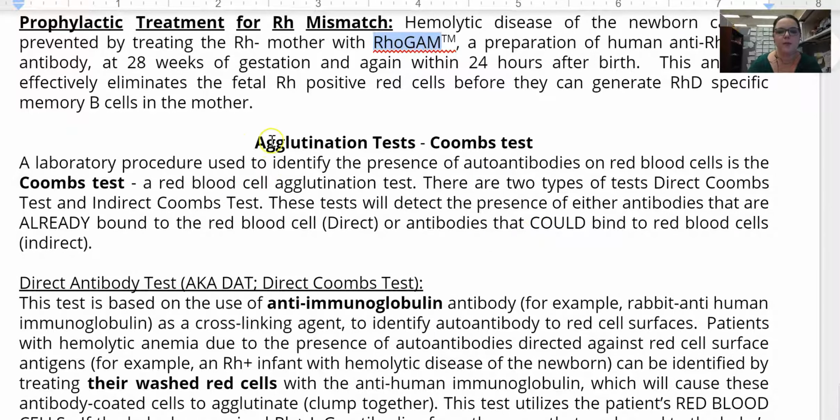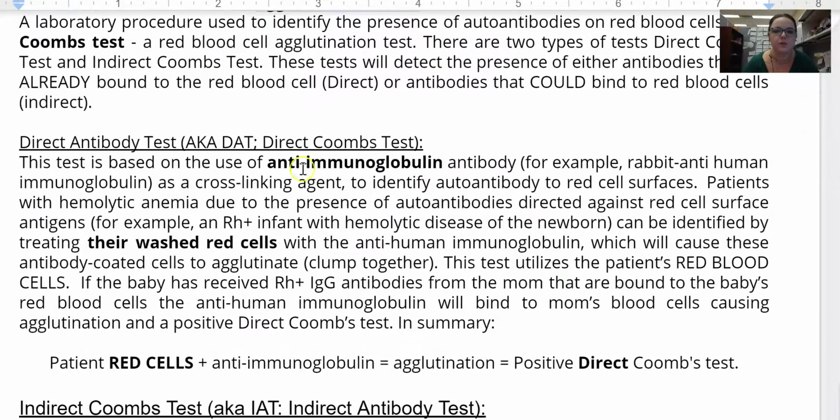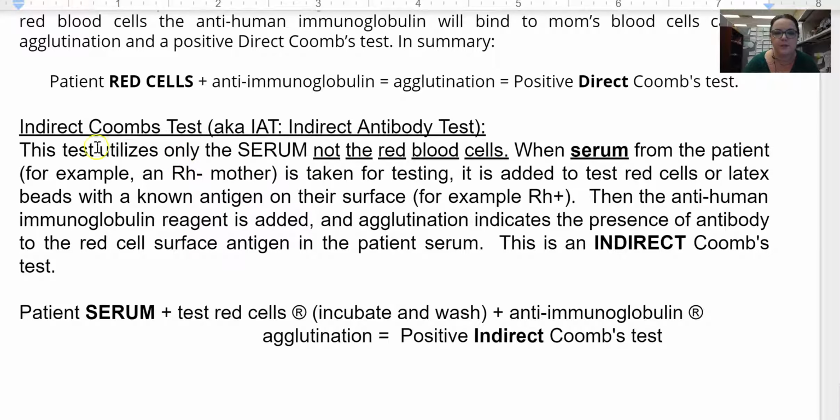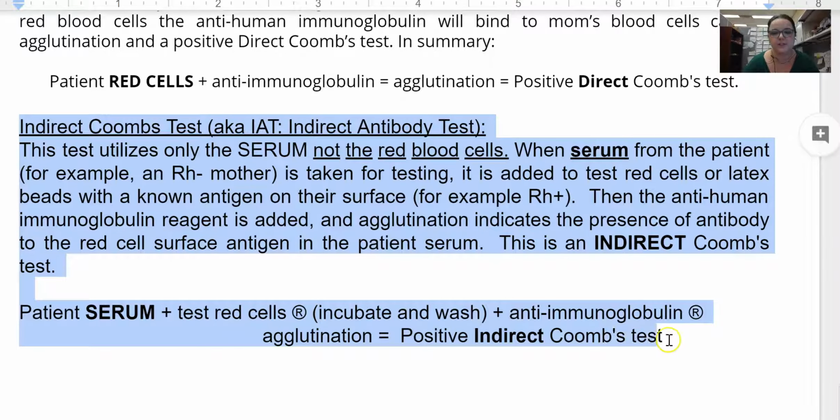Okay, then we have agglutination tests. This is actually how we test if somebody has antibodies in their blood that are going to bind to red blood cells and potentially cause a problem, or are already bound to red blood cells and causing a problem. So if they're already bound to the red blood cells, that's a direct antibody test. If they could bind to the red blood cells, that's an indirect test.